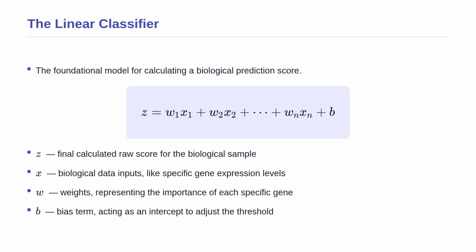The variables W are the weights. If a specific gene is highly associated with a disease, the algorithm increases its weight, meaning an increase in that gene's expression will drastically increase the final score Z. Finally, B is the bias, which shifts the baseline threshold for the decision.